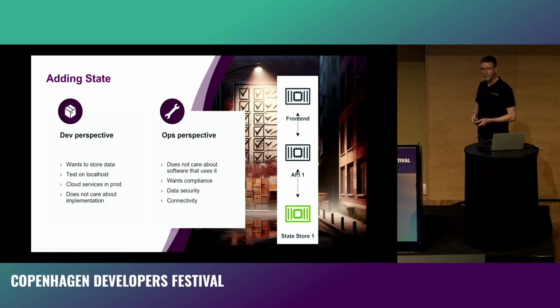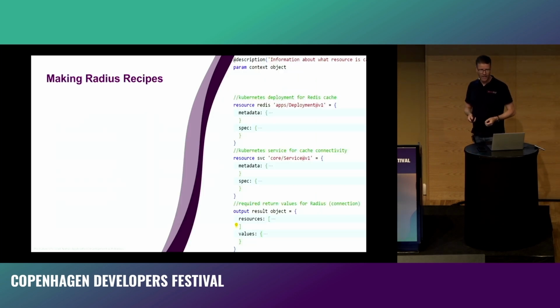But if you look at it from an operations perspective, they will say, I don't care about the software. I just want the data to be compliant at all times. I want to have security. And I want to have connectivity in place so that I can monitor everything. So two different perspectives, and I will show you how Radius helps you with both of those perspectives. And this is where recipes come in.